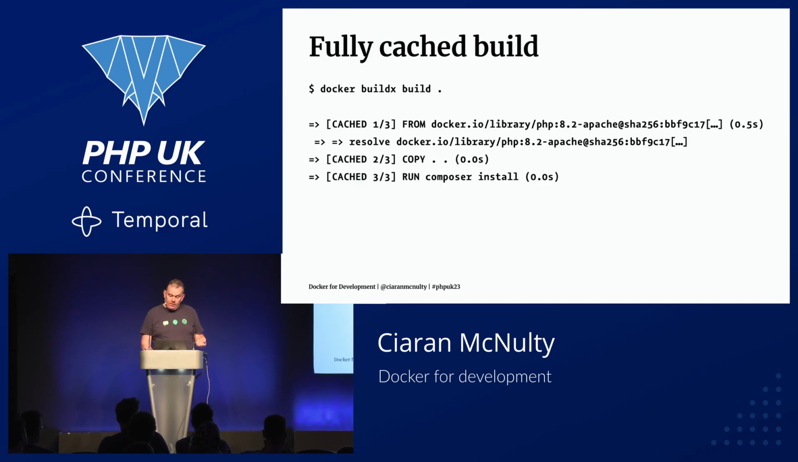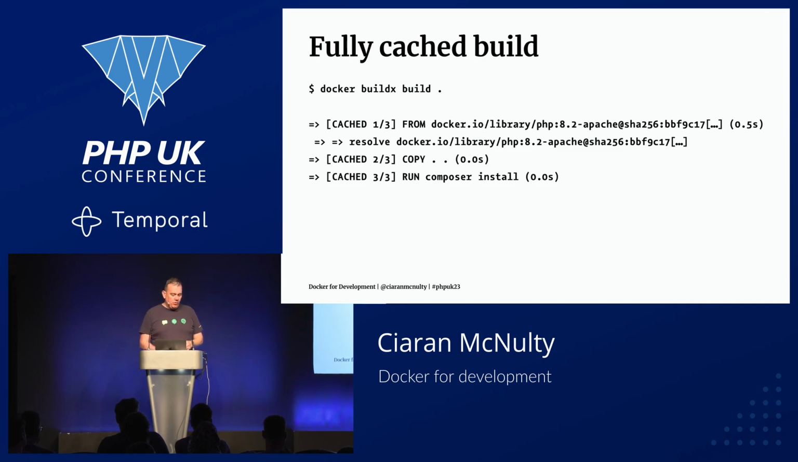But the next time I do it, it's quite interesting. It does take half a second to check that the tag for PHP 8.2 hasn't changed. And then the copy takes 0 time. That's because it's not really 0 time, I've just got a fast laptop. It stats every file, it hashes every file. I can't remember. It checks if any files have changed, and if they haven't, it says, oh, I already know the layer that this would create. So I just use the layer I made last time.